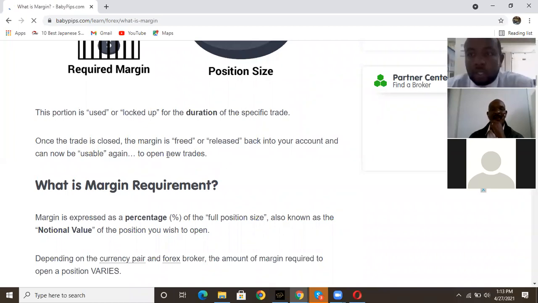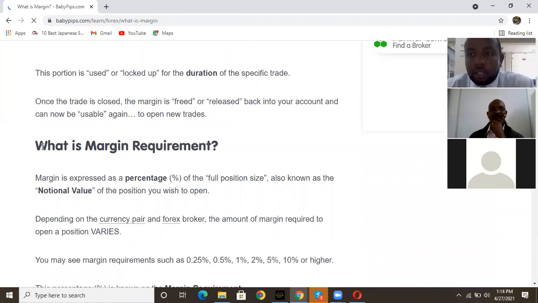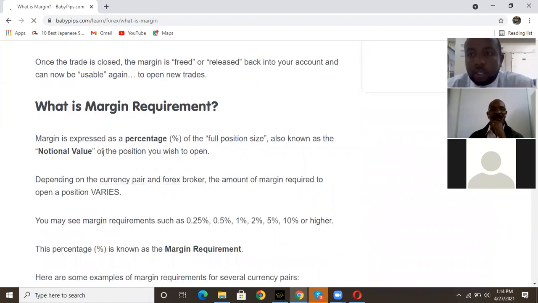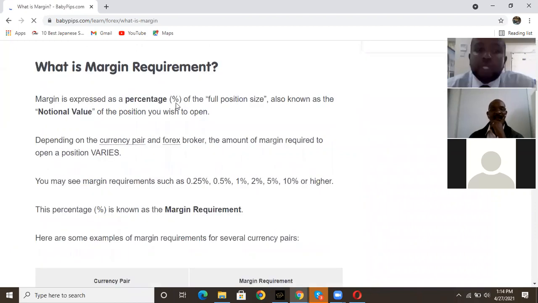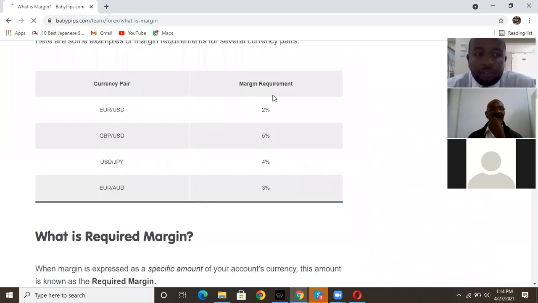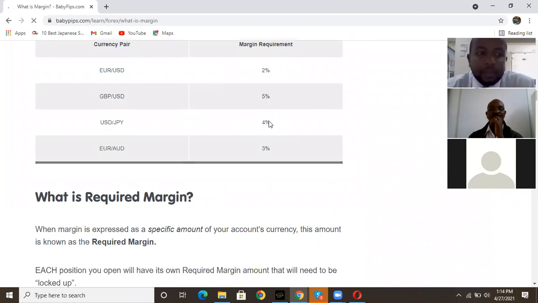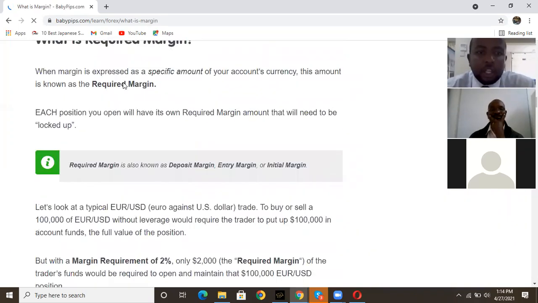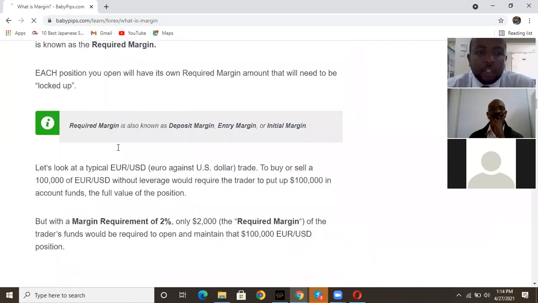So what's the margin requirement? This is the percentage, also known as the notional value. Depending on the currency pair and forex broker, the margin requirement will usually vary. You can look at Euro USD, for example, 2%, Pound USD, USD Japanese yen, and Euro AUD, depending on how much the margin requirement is. Then we have something else called required margin, also known as deposit entry margin or initial margin.